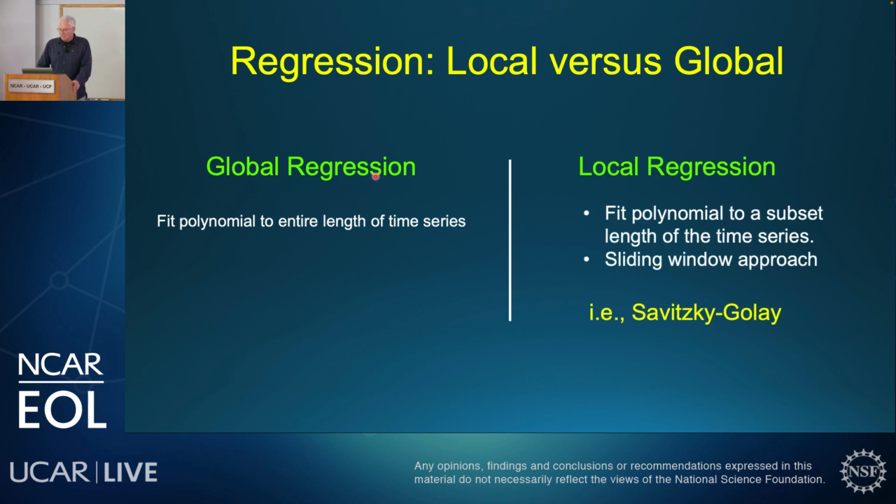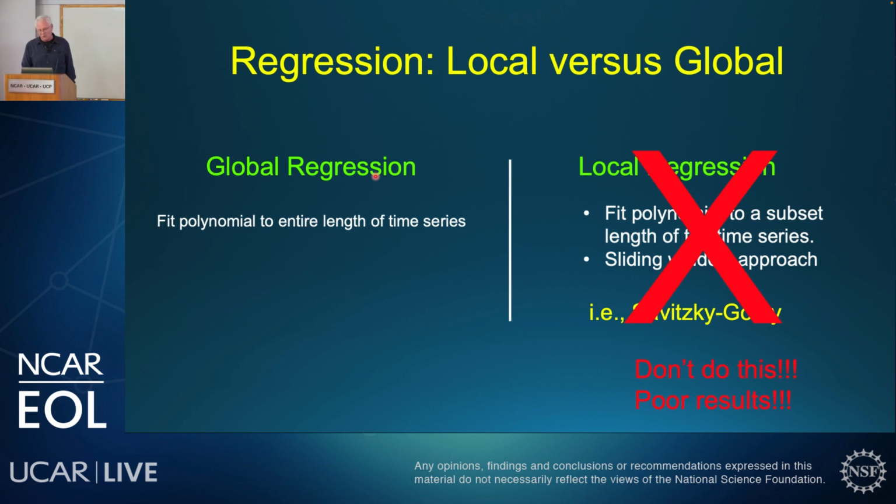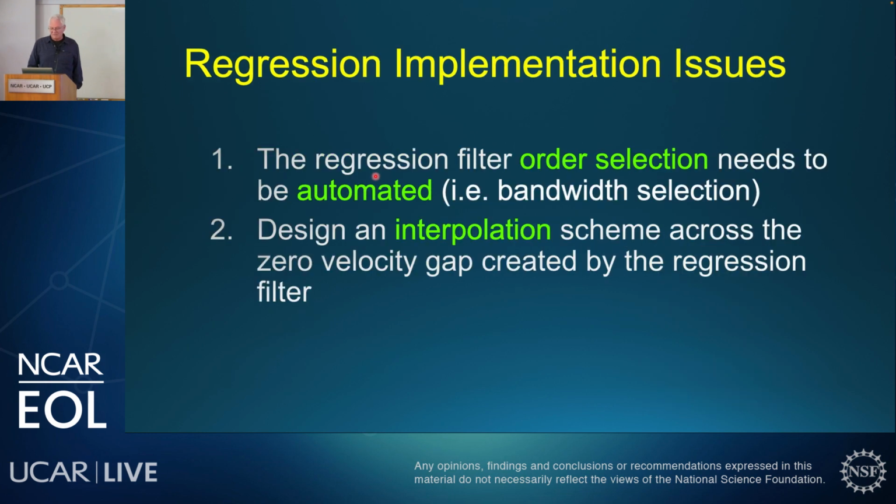With a local regression filter, you filter a subset length of the time series, and you use a sliding window approach going across your signal. But don't do that. You won't get very good results when you clutter filter using a Savitsky-Golay type filter. It will not give you the good frequency response that I showed you before.